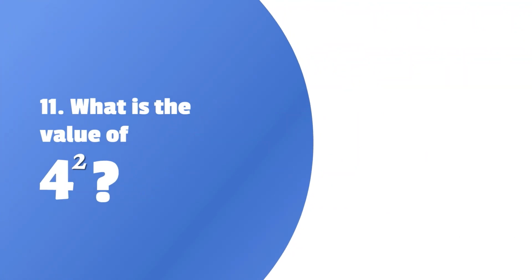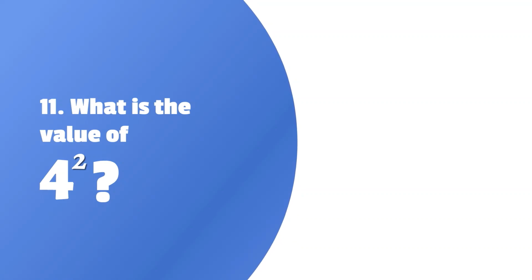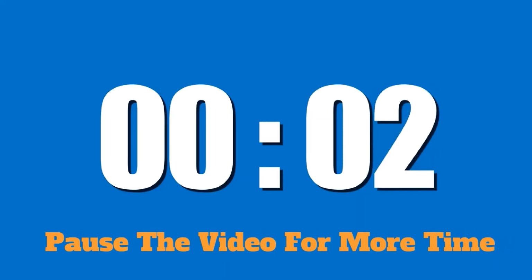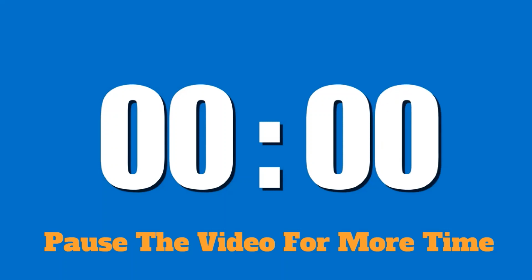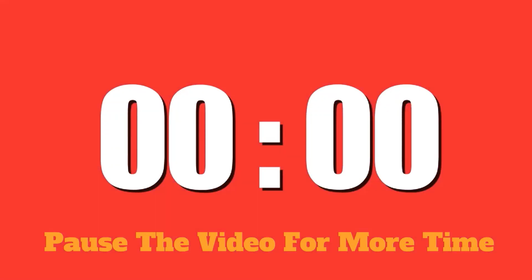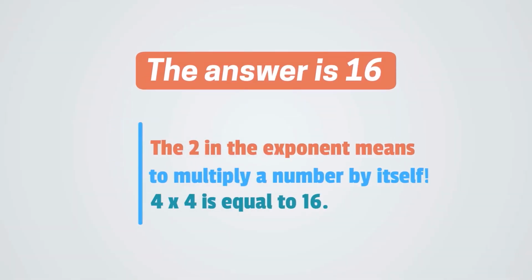Let's move on to the next problem. Number 11. What is the value of 4 squared? Pause the video for more time. The answer is 16. The 2 in the exponent means to multiply a number by itself. 4 times 4 is equal to 16.